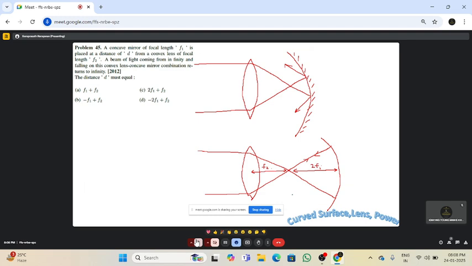So the d is the concave mirror here. They are asking you to find d. Obviously it will be 2f1 plus f2. So that will be the correct answer. Any doubts?